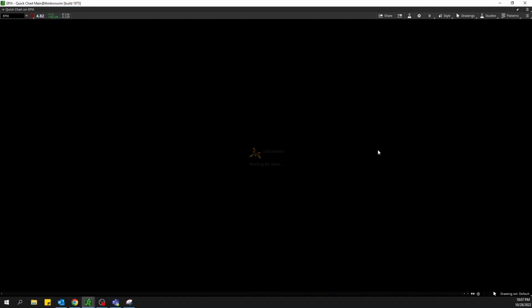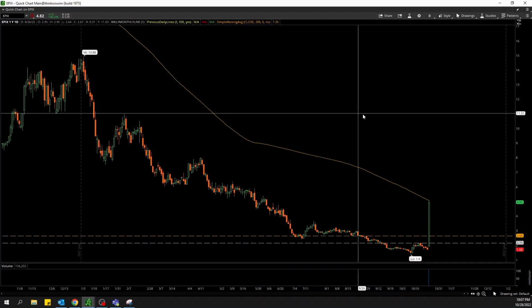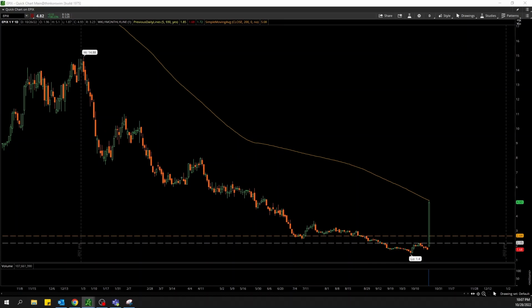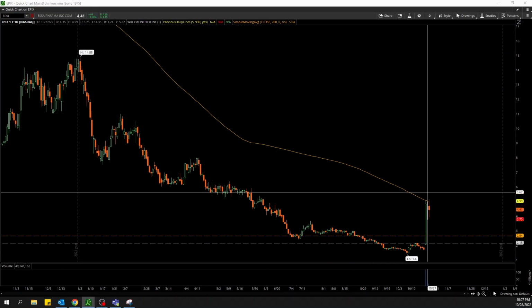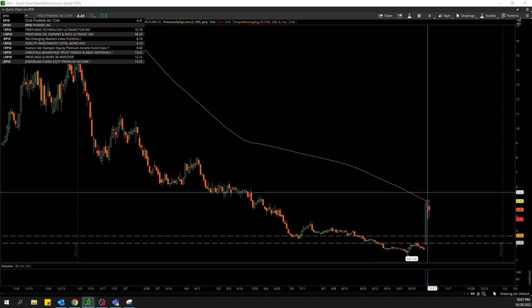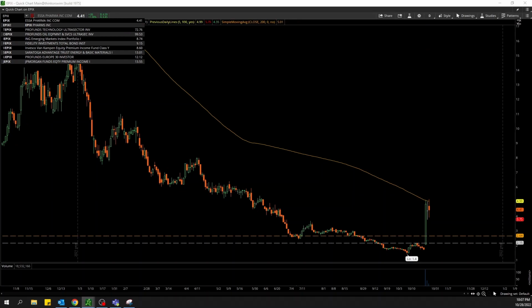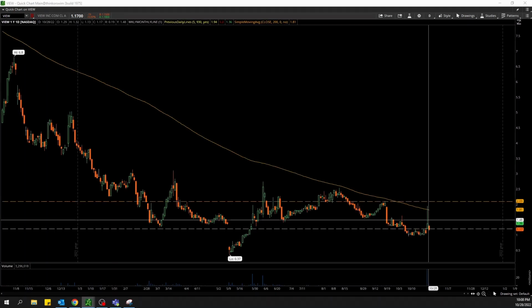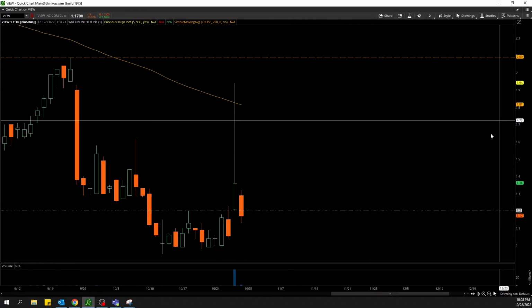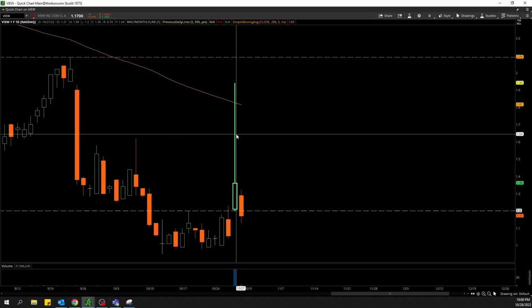Next trade we're going to go over, I can't use the on-demand option, so we're going to just go right into the chart. That chart was VIEW. So what VIEW did, which was very interesting, and we're talking about the 27th, so this is this day here.